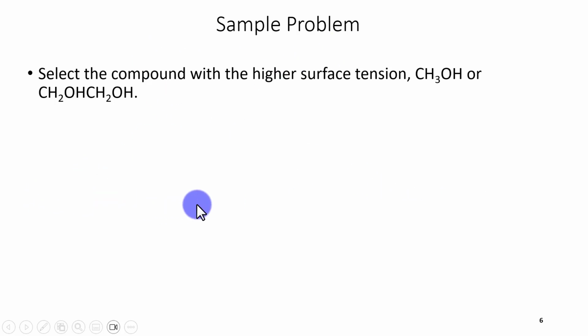Here is a sample problem for you to try. Select a compound with the higher surface tension, CH3OH or CH2OH, CH2OH. When you draw the Lewis structure of this molecule, the carbons are bonded together, and each carbon is bonded to one of the oxygens, and then two hydrogens as well. I will give you some time to try this problem.